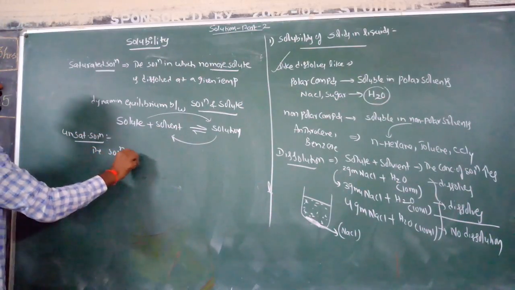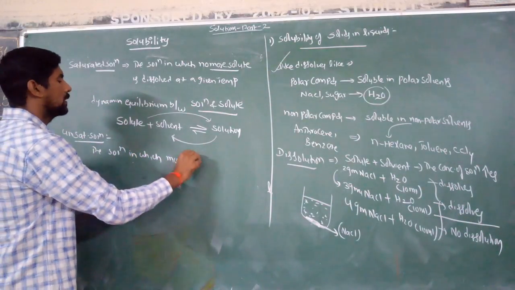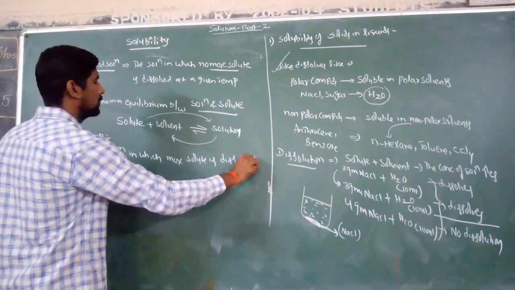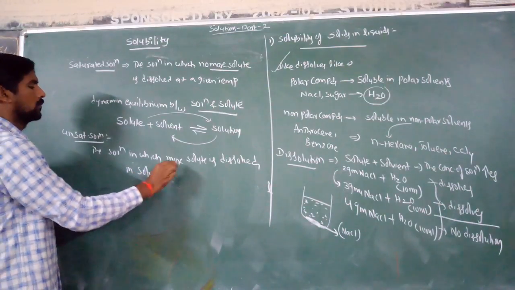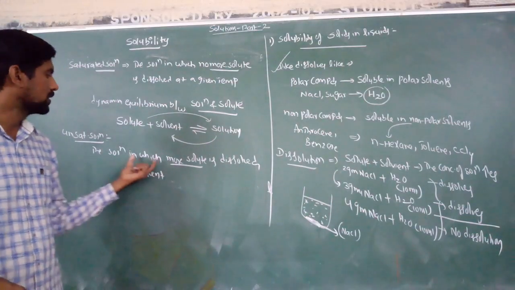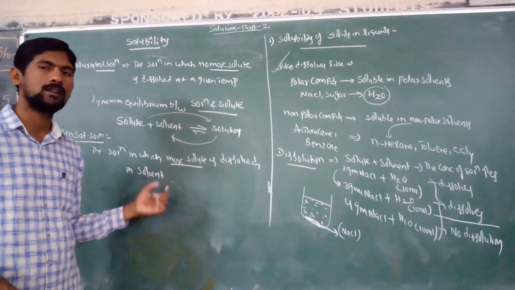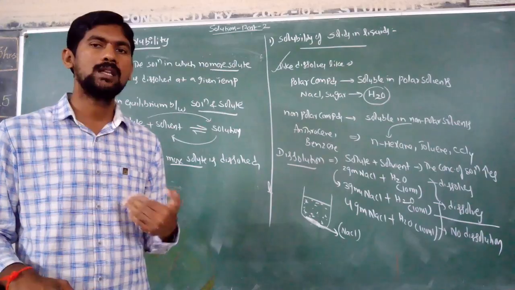The solution in which more solute can be dissolved in solvent is known as an unsaturated solution. The solute is not enough for the given volume of the solvent.